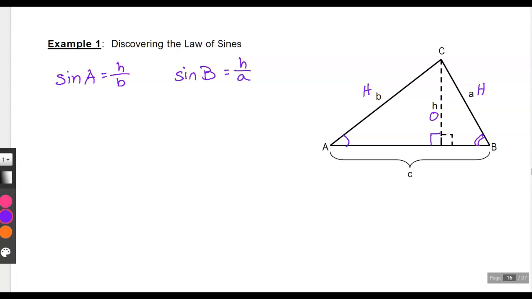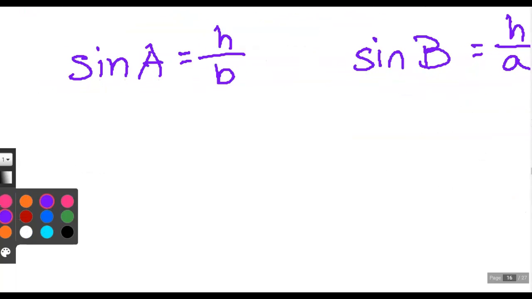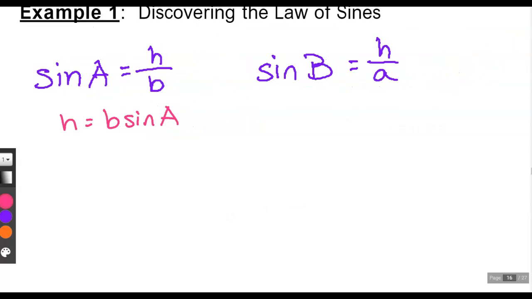How do I get H by itself on the A angle? You multiply both sides by B, so you have H equals B sine of A. What about if I'm trying to get the H by itself on the B angle function? You multiply both sides by little a, and you get H is equal to A times sine of B.